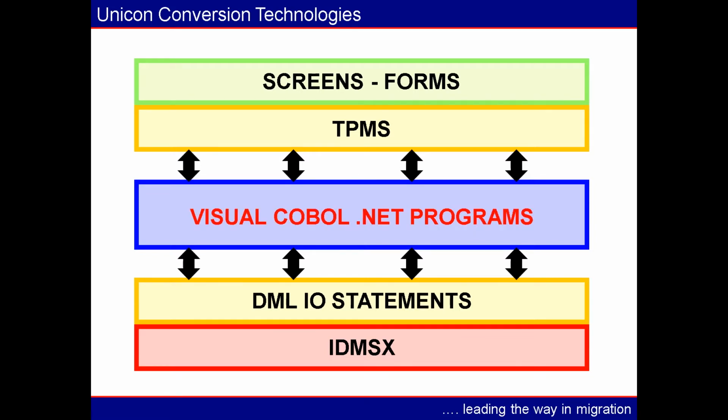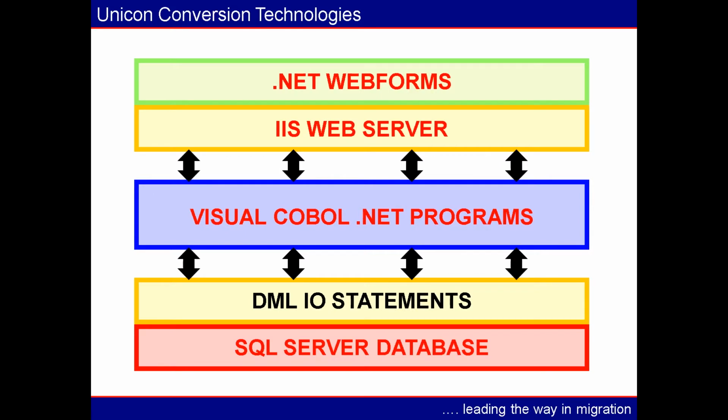Using the UNICON automated code and data converters, the ICL COBOL programs are converted to Visual COBOL.NET COBOL programs. The forms screens are converted to ASPX web form screens. The new ASPX web forms are implemented on an IIS web server that replaces the TPMS transaction manager. The IDMSX database files are converted to SQL Server relational tables. And the new Visual COBOL programs are modified to access the SQL Server tables instead of the IDMSX files.